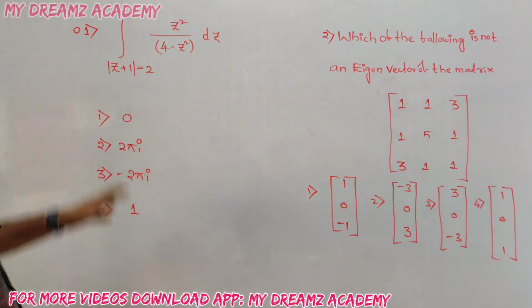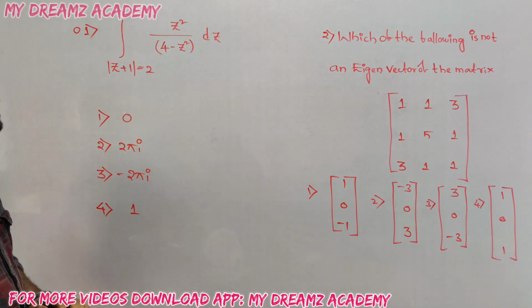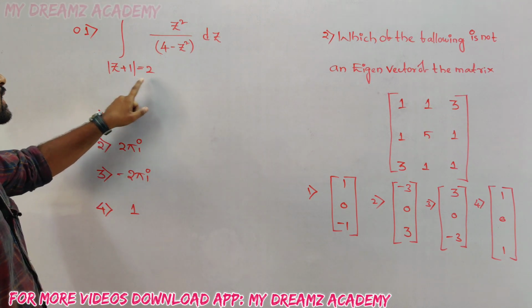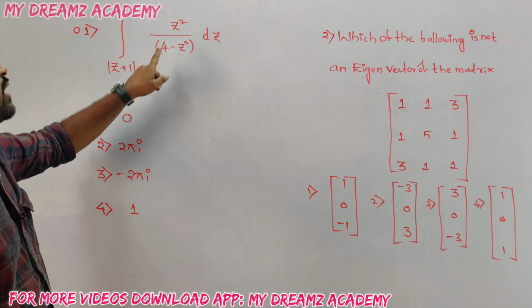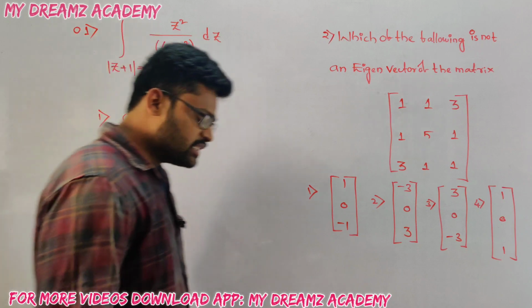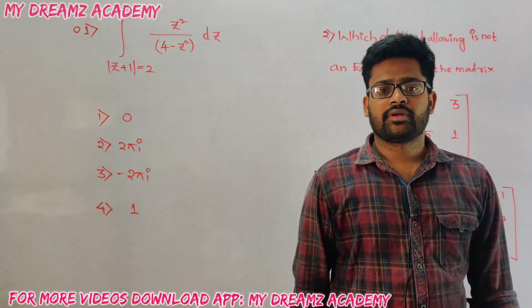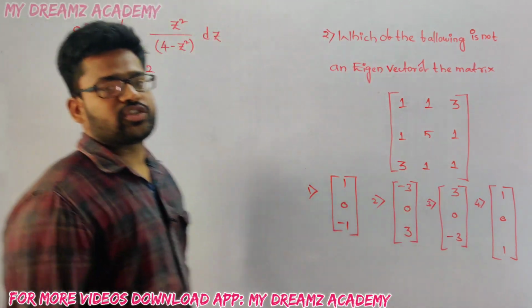Now the first question is: integration over mod z plus 1 equals 2 of z square divided by 4 minus z square dz. This question is from mathematics, and the topic name is complex variables.